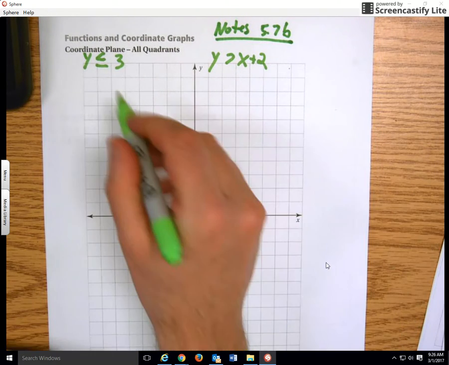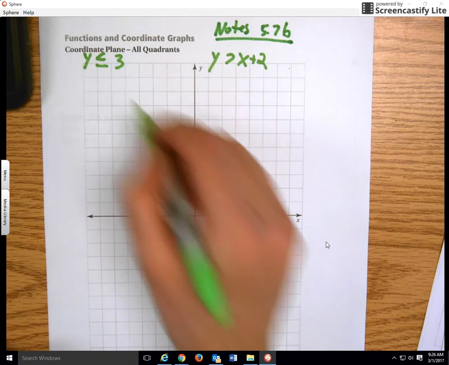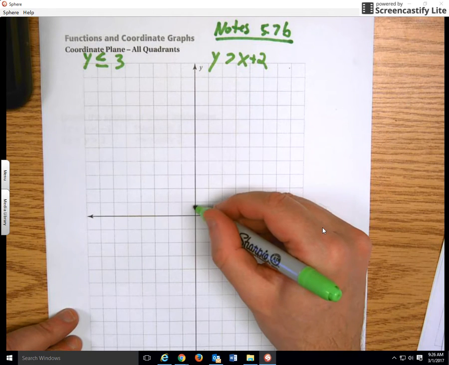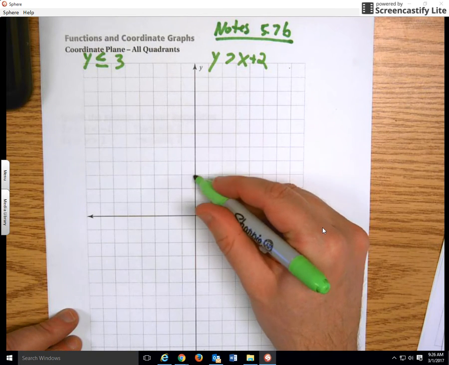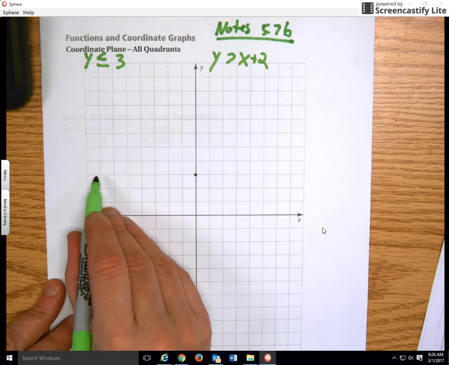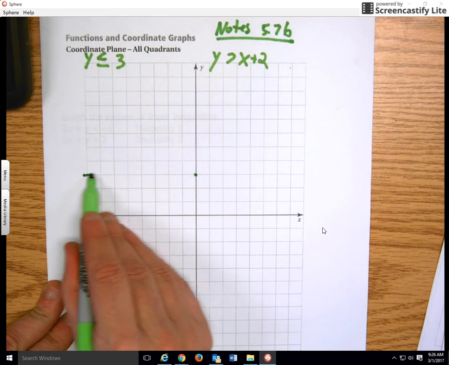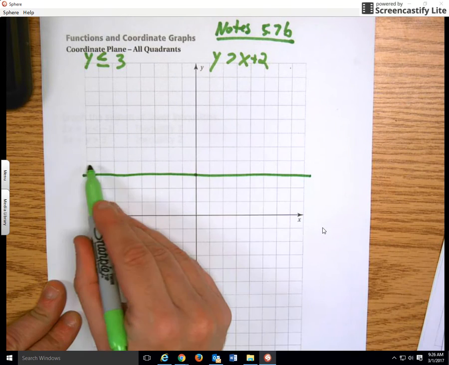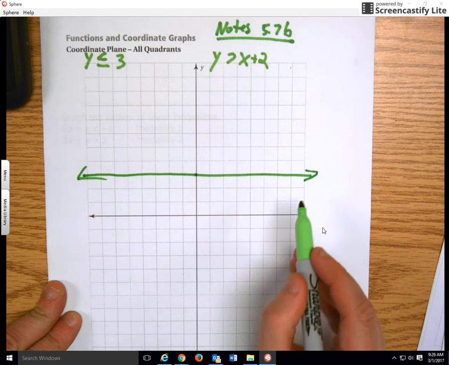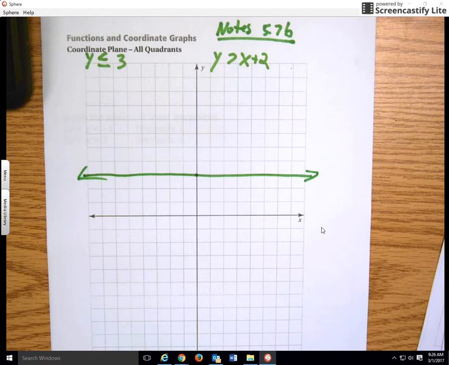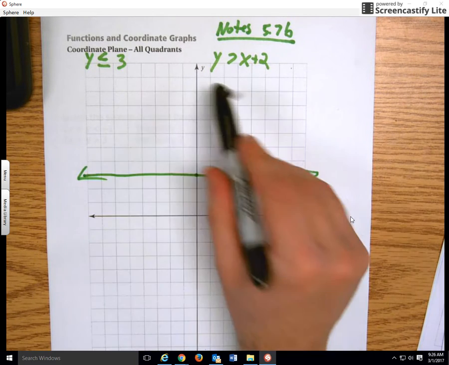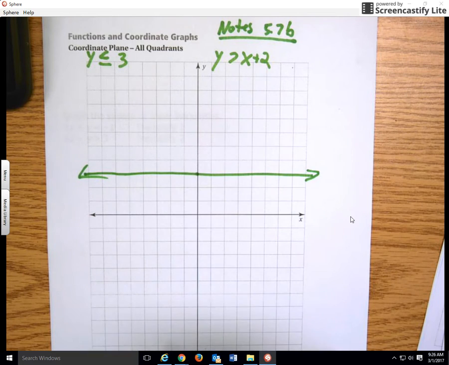Okay, so the first one is y is less than or equal to 3. So we go up to 3, start at the origin, always 1, 2, 3, and then draw your line through it. And notice that it is less than or equal to, so we do a solid line.